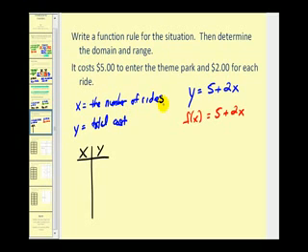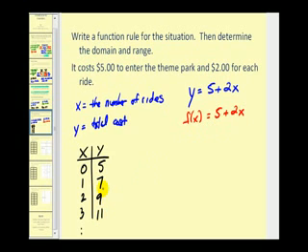Remember, x represents a number of rides, so x could be 0, 1, 2, 3, and so on. Let's see what y would be for these different x values. Well, when x is 0, we'd have 5 plus 2 times 0, that's 5. When x is 1, we'd have 5 plus 2 times 1, that's 7. When x is 2, this would be 4, so 5 plus 4, that would be 9. And then when x is 3, we'd have 5 plus 2 times 3, this would be 6, or 11, and so on.